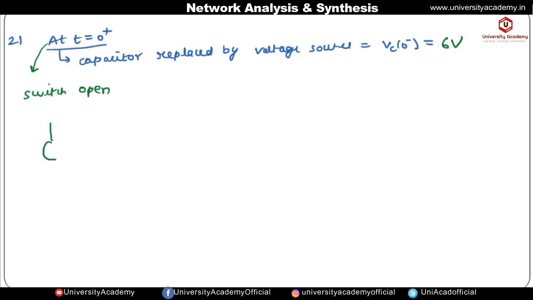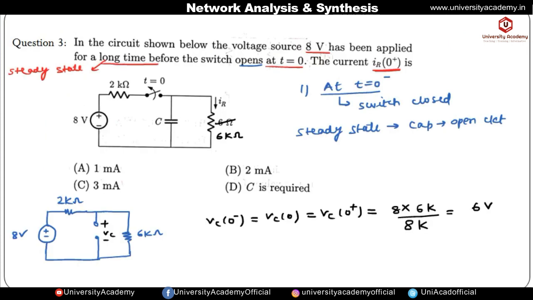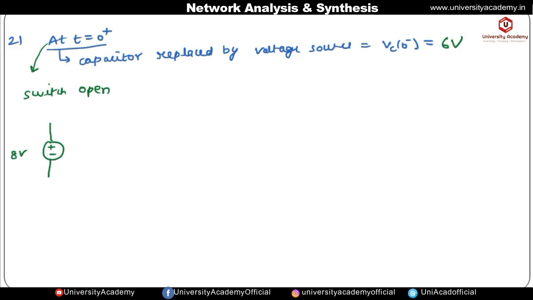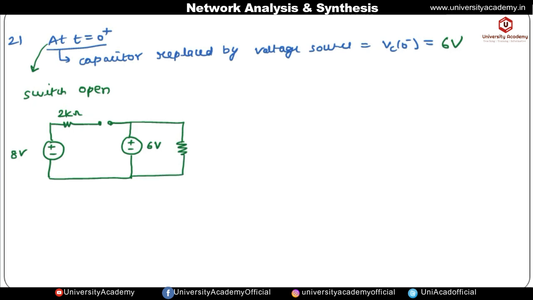circuit. Then here we are having an 8 volt voltage source. Okay, so this is the 8 volt voltage source. Then this switch will now become open circuit. Okay, this is 2 kilo ohm, so this is a 2 kilo ohm resistance. Now the switch will become open circuited. Okay, now here we are having a capacitor. Now it will be replaced by the voltage source. Okay, so the capacitor was initially charged to 6 volt. Now this is connected in parallel with the resistance of 6 kilo ohm, and the current flowing through this is given by I of R. So we have drawn the circuit at t is equal to 0 positive.